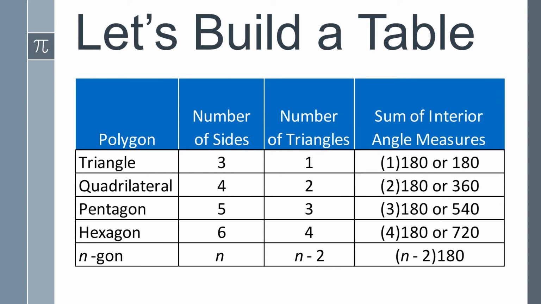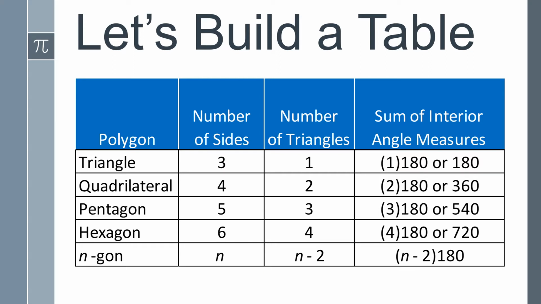Okay, so let's take a look at something. The number of sides: triangle is 3, number of triangles is 1, the sum of the interior angle measurements is 180. Within a quadrilateral, there are 4 sides, 2 triangles, and the sum of the interior angles is 360. Pentagon, 5 sides, 3 triangles, sum of the interior angles, 3 times 180, which is 540. Hexagon, 6 sides, number of triangles is 4, 4 times 180, or 720.